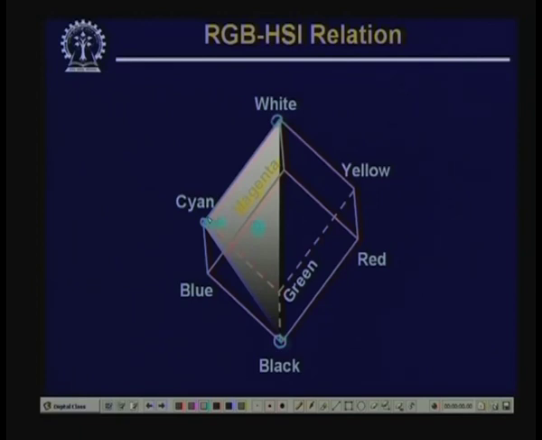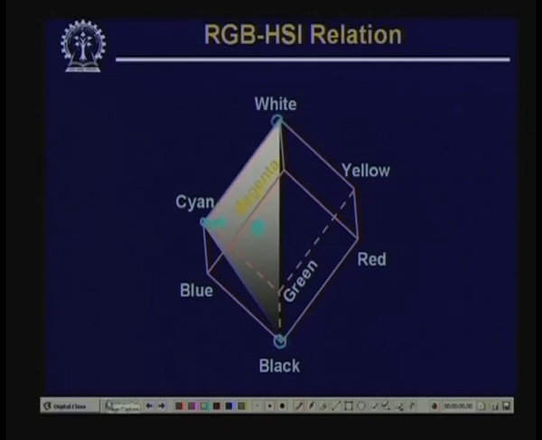If I rotate this plane around the intensity axis by an angle of 360 degrees, then I will trace all the possible points that can be specified in the RGB color space. And by rotating this plane by 360 degrees around the intensity axis, I can generate all possible hues corresponding to every possible RGB point in the RGB color cube.